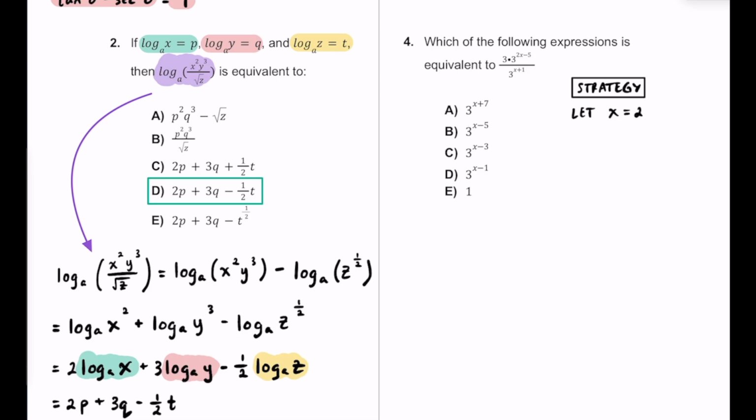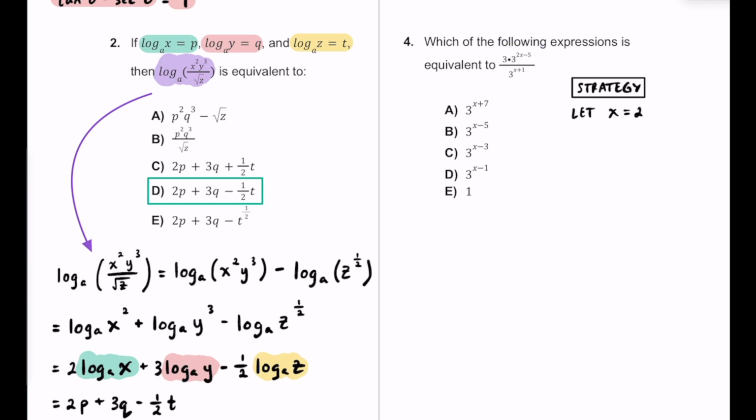So let's go ahead and say let's let x equals 2, see what the value of this expression would be equal to when x is 2, and then let's go ahead and just plug in 2 for each of these as well. So we can go ahead and see what's going to happen here. Now, if you plug in 2 into this original expression, then we're going to have this 3 multiplied by 3 raised to the 2 times 2 minus 5 power. Well, 2 times 2 is going to be 4, and then 4 minus 5 is going to be negative 1.